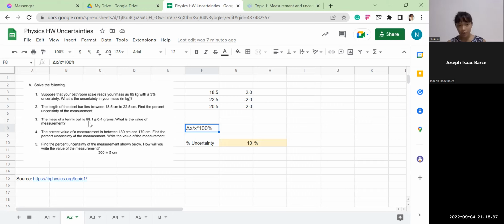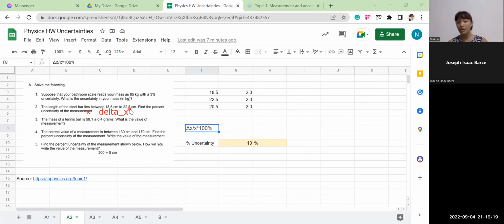In number 3, what is the 58.1? What variable is this? The average, so that's x. And what is the 0.4? The delta x, the uncertainty. Very good. What are we looking for in number 3? The percentage? No, the value of measurement. This is the highest and lowest value.